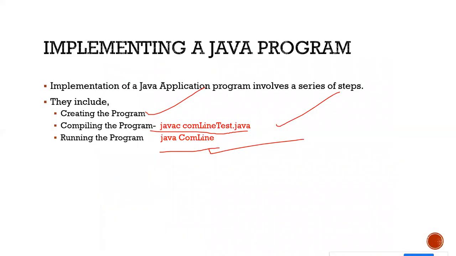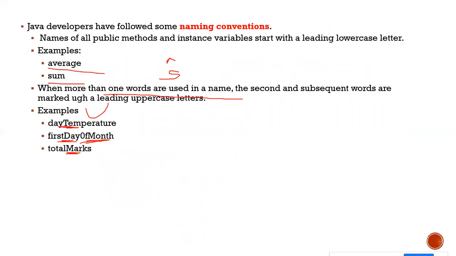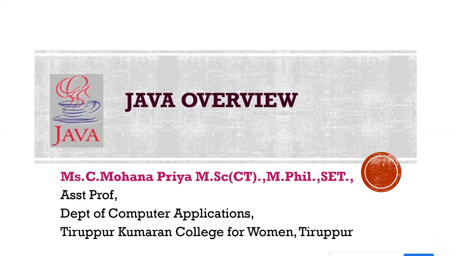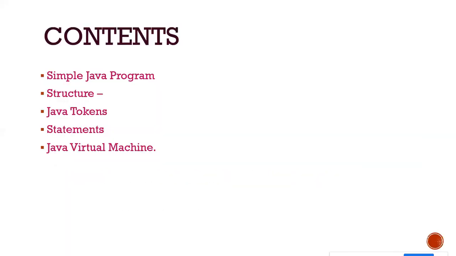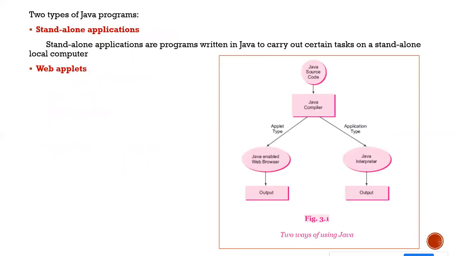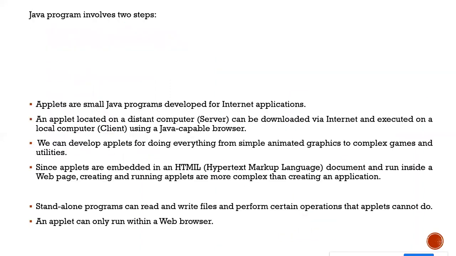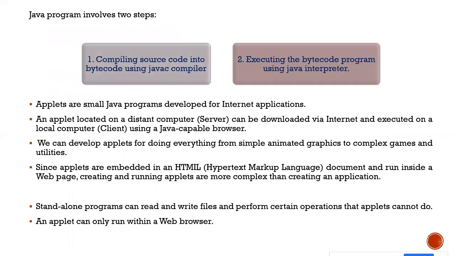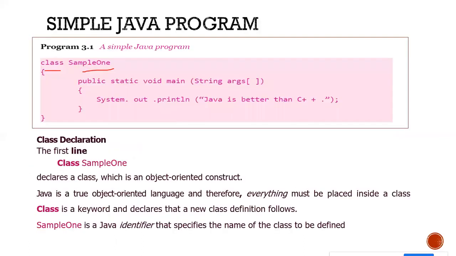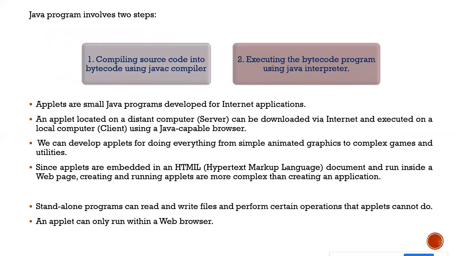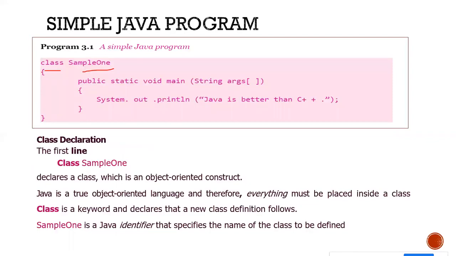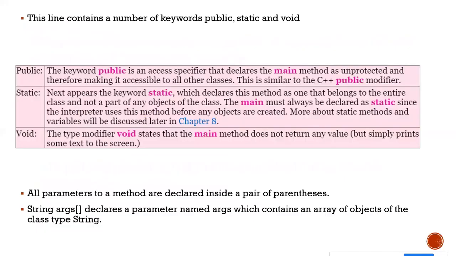So with that, we have come to the end of this class. And again, I am refreshing what all the contents were. Simple Java program. We have looked into the structure of Java, tokens, statements, Java virtual machine. There are 2 types of Java programs, standalone applications and applets. The source code is compiled to bytecode, and the bytecode is interpreted by the interpreter. Then we saw what an applet is, what an application is, and the differences between applications and applets.